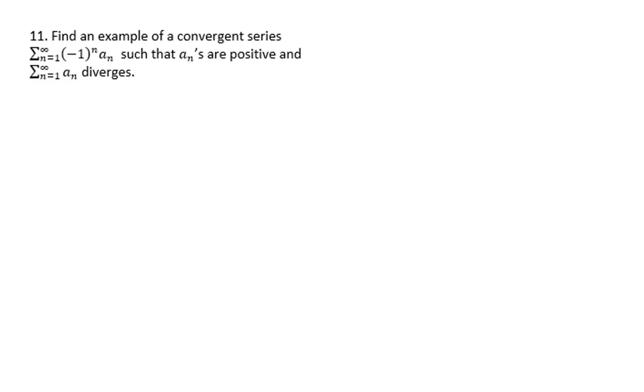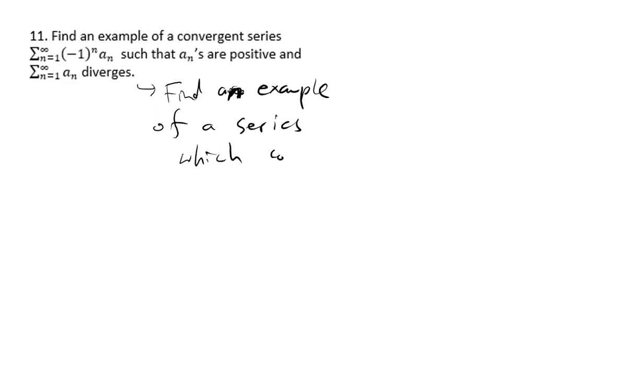Find an example of a convergent series where the a_n are positive and the sum of a_n diverges. In other words, what you want to show is to find an example of a series which converges conditionally. That's what it's asking you to find. It doesn't converge if you take the alternating signs away, but it itself converges.